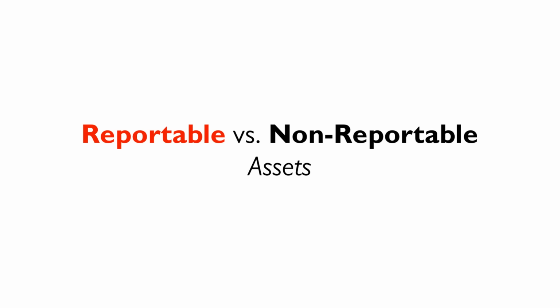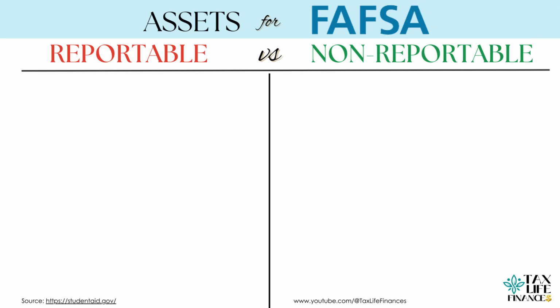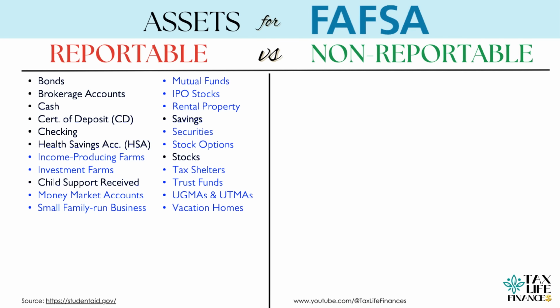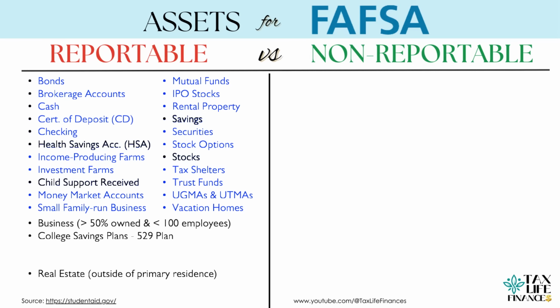For FAFSA purposes, certain assets are considered reportable, while others are not. You must report items such as bonds, brokerage accounts, cash, CDs, checking and savings accounts, HSA accounts, stocks, and child support received. Additionally, if you or your family own investment farms, vacation homes, 529 plans, businesses, or any other real estate outside of your primary residence, you must report their net worth on FAFSA.